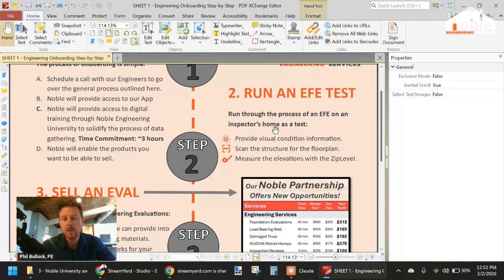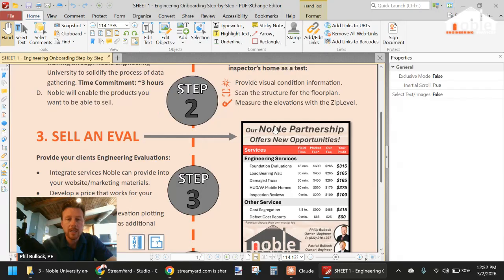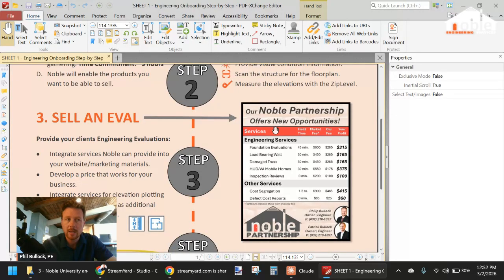And then you will run the elevations on the home. So you'll run through our personal app. It will ask you for elevations in each area of the home, and then you will give us that information. You're going to publish that EFE to the test portal. It's not a test portal, actually, it's just our normal portal, but you're going to publish it, and then we will provide you with the results of that scan.